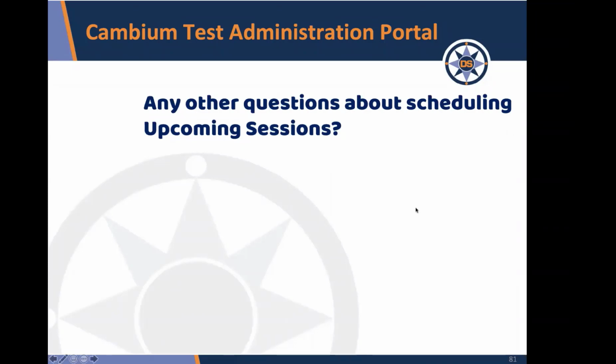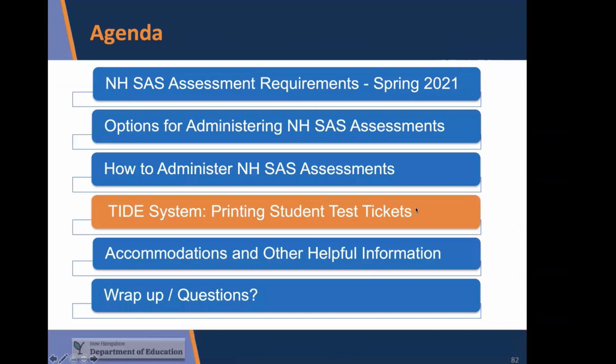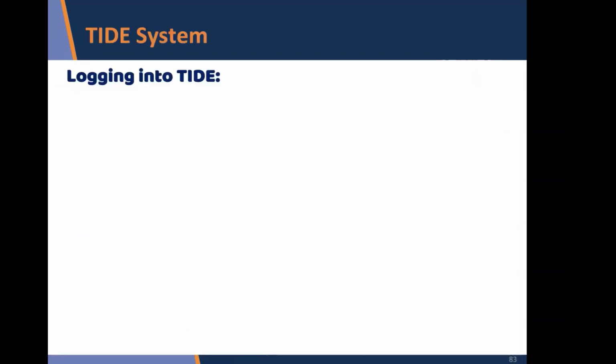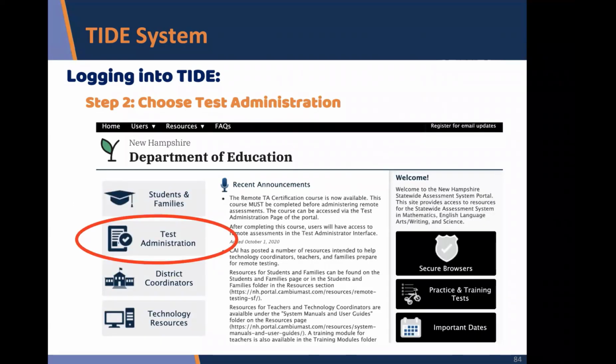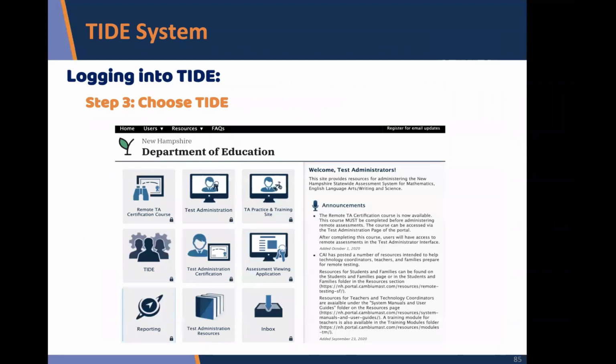All right. So moving on from there, I wanted to show you all how to print out the test tickets. So we're going to go into the Tide system here. To log into Tide, it's the same. You're going to go right onto the portal and you're going to go to that New Hampshire portal, cambiummass.com. You're going to choose Test Administration. This is that 9-box page. We're going to go into Tide right now, but for the person asking about the test administration certification, this is where you go. So there's no link, but this is the button that you will click on to take that test administration certification. So for right now, because we're talking about the test tickets, we're going to go into Tide.